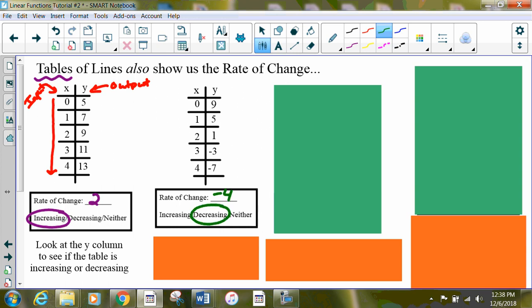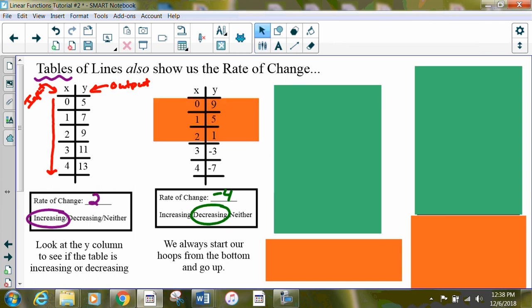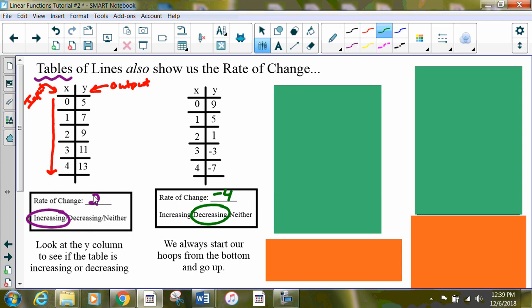Now, I do want to give you a second way to do this, because sometimes people are really great with patterns. They just see them right away, and they're done. Other people actually need a method. So I'm going to show you the method. We always start our hoops from the bottom and go up. And you're just going to say, Miss Overby, what are hoops? All right, here we go with hoops.